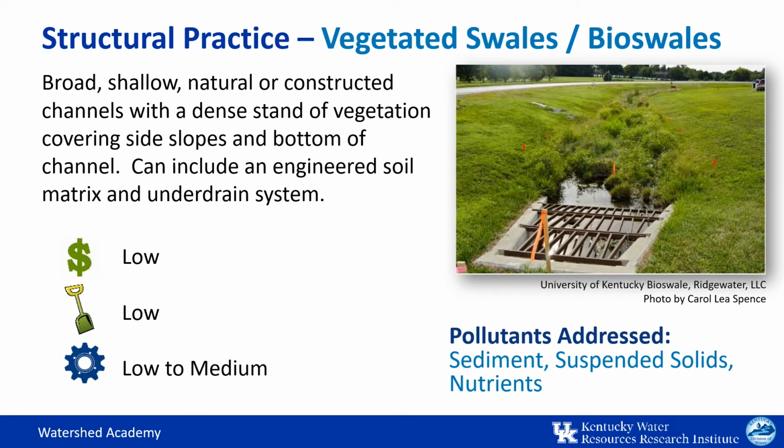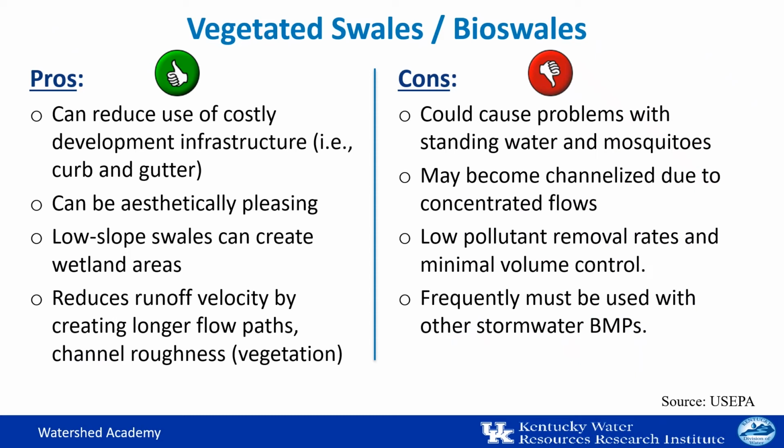These have a relatively low cost in maintenance, but a lower overall effectiveness as they treat sediment, suspended solids, and nutrients. The pros of vegetated swales or bioswales is, well, one, that it reduced the use of more costly development and infrastructure such as curb and gutter or the pouring of concrete along a channel to line it. These can be quite aesthetically pleasing with the use of wildflowers. And they can even develop wetland areas if in low slope, flatter areas. They can also reduce the runoff velocity by creating longer flow paths, and that vegetation channel roughness will tend to slow down the waters.